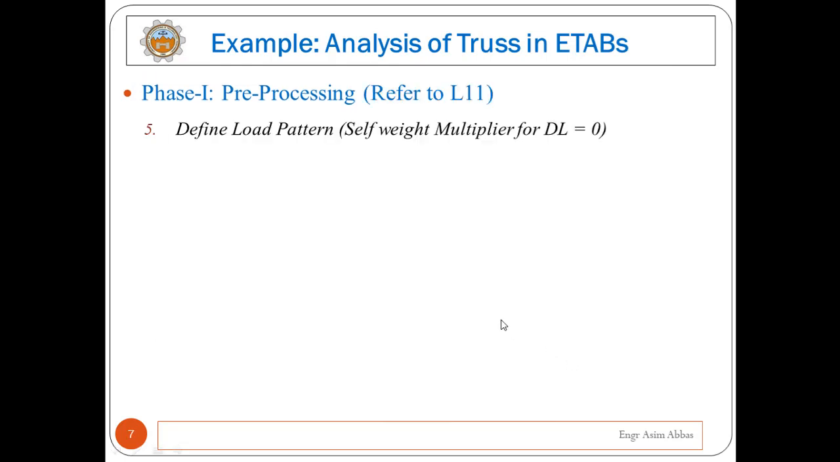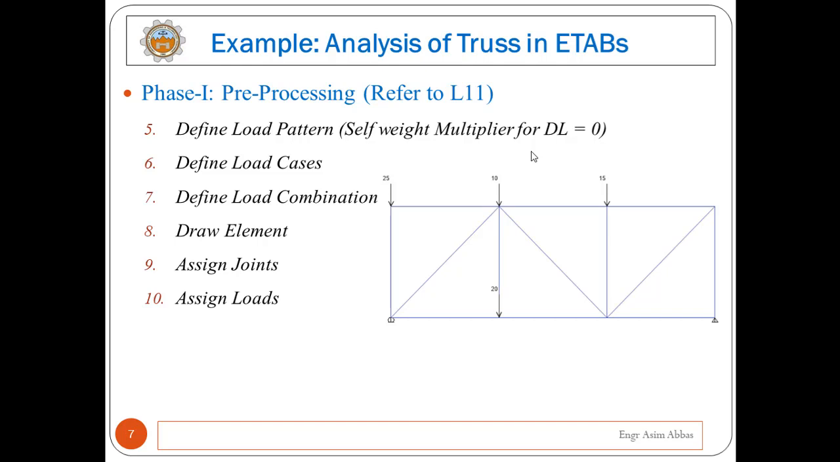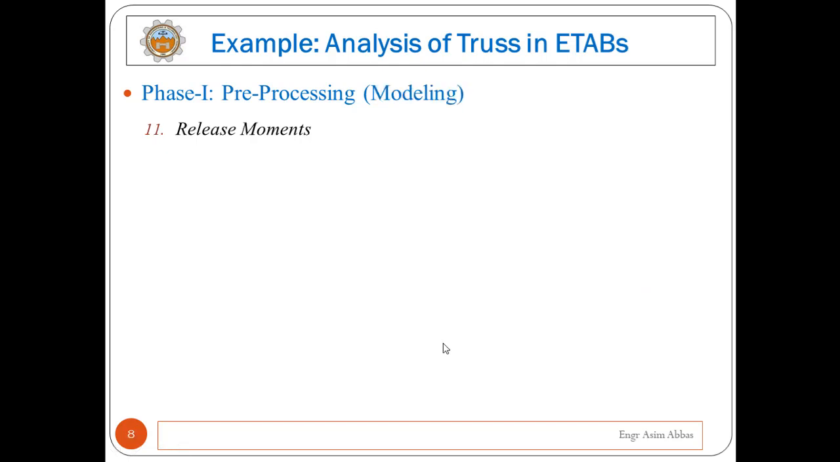Then define load pattern where we put self weight multiplier equal to 0, right, as per the assumption of truss element. Then define load cases, load combination and draw elements, then assign joints, then assign load at different locations. So this is the final model where the load is applied and the joints are assigned. Once the model is completed in all respects, then we can release moment.